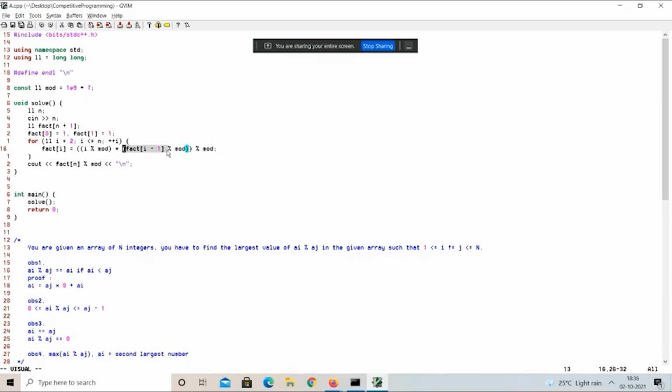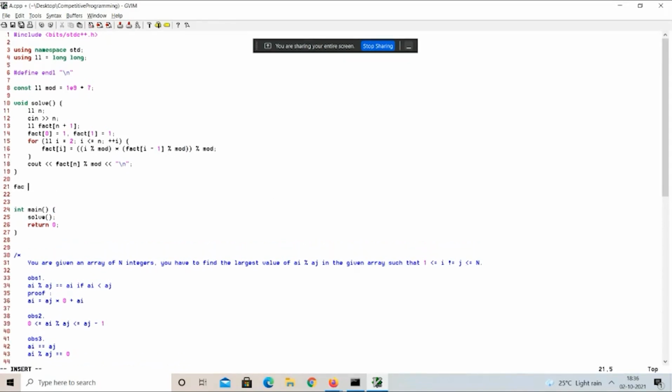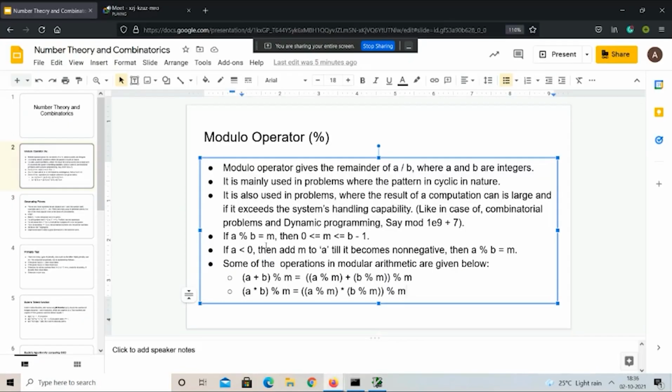Okay, so this is basically a recurrence relation, an iterative relation we can say. You know that factorial of n is equal to, so that's what we have done over here. Just we will do, and again just we will mod this by, okay. So this is a concept that I wanted to explain using this one.